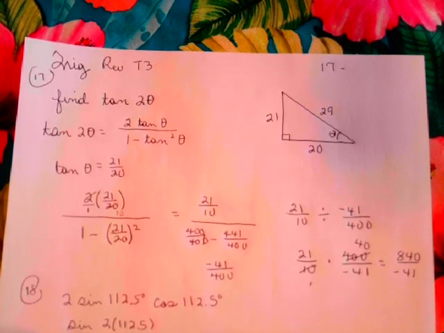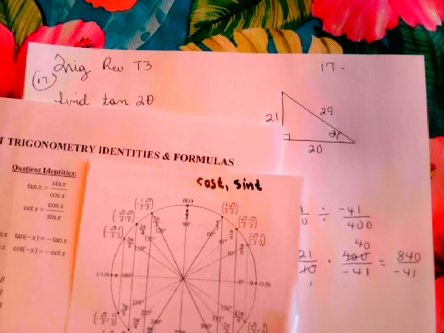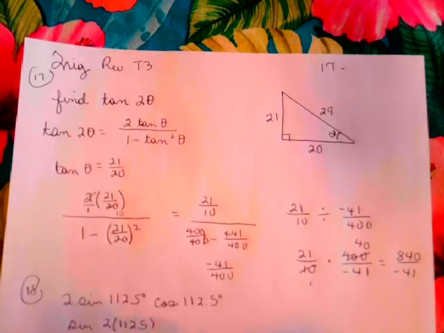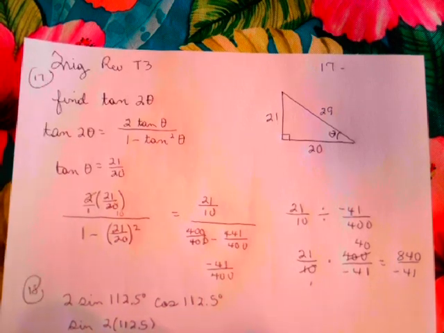You can use your unit circle. Find 225 degrees. You know that second number is the sine. You got negative square root of 2 over 2. Final answer.